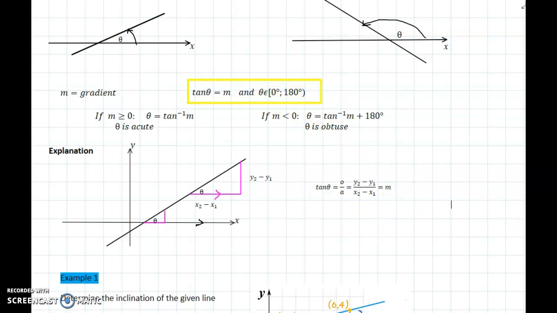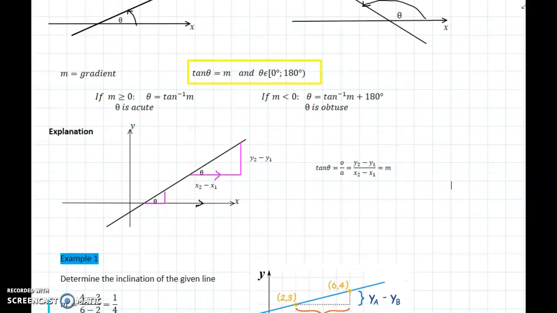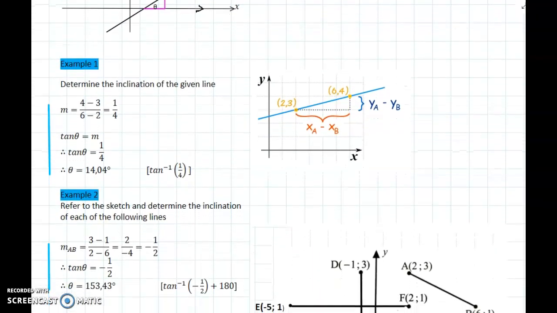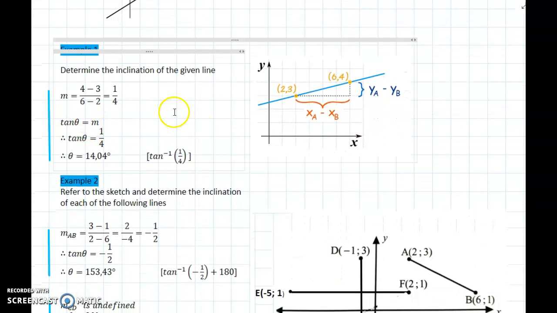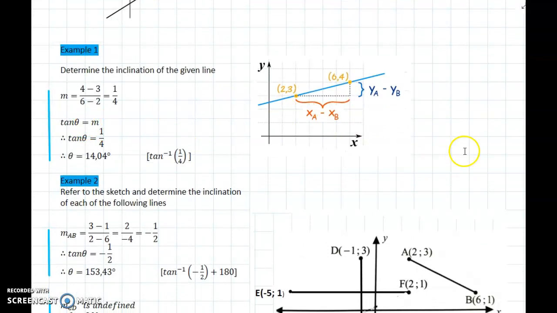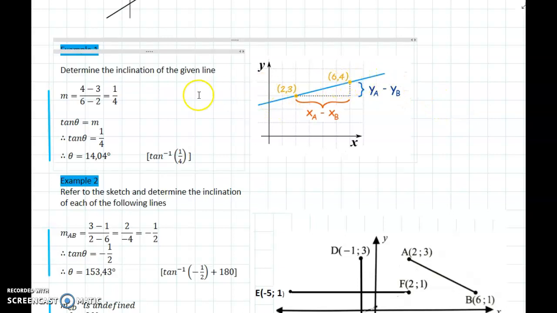So let's look at a few examples. In example 1, it says determine the inclination of the given line. So what do we need to find the inclination? The moment they say inclination, you're looking for the angle that the line makes with the horizontal to the x-axis or with the x-axis. Okay. So the gradient of this line is the change in the y over the corresponding change in the x.